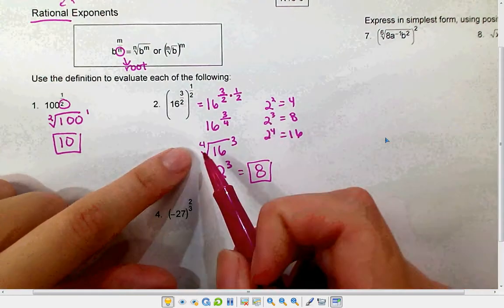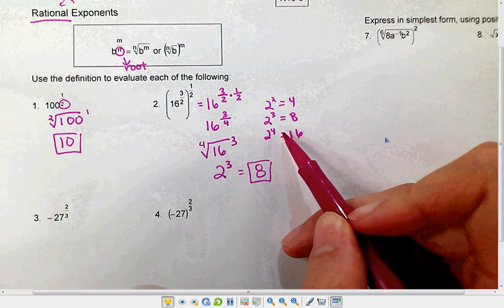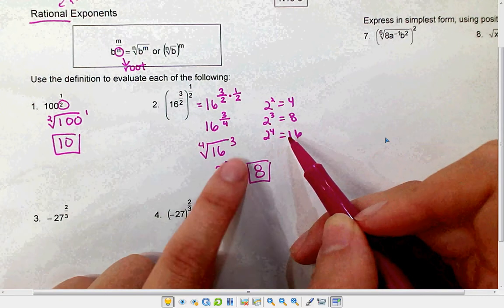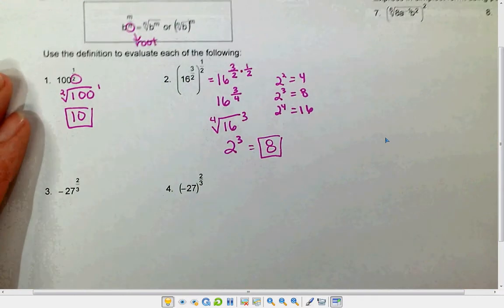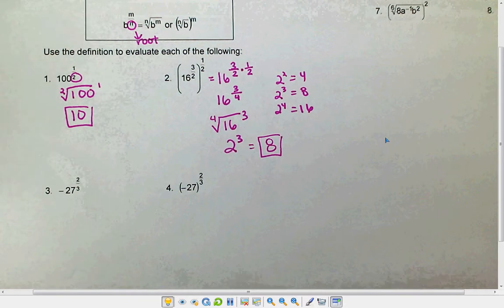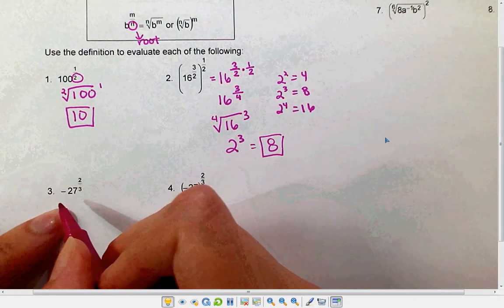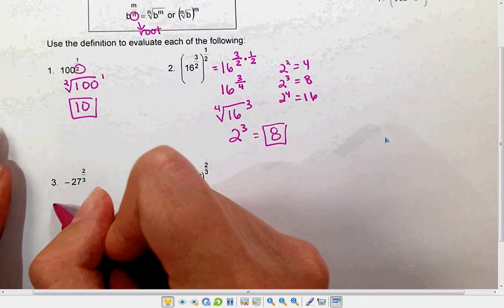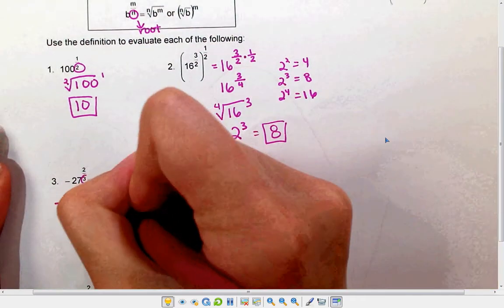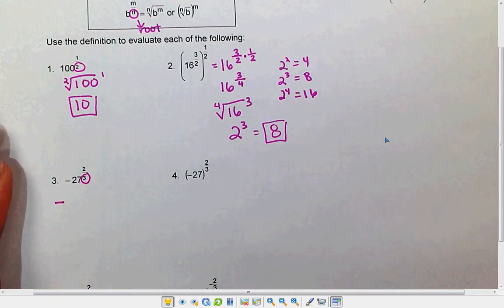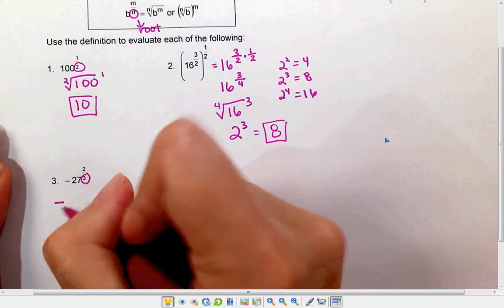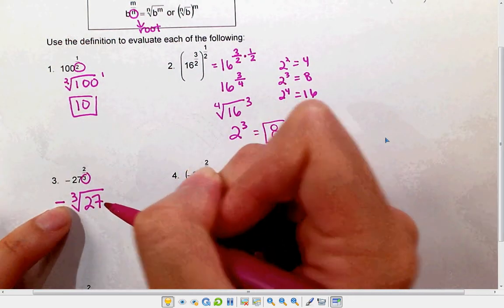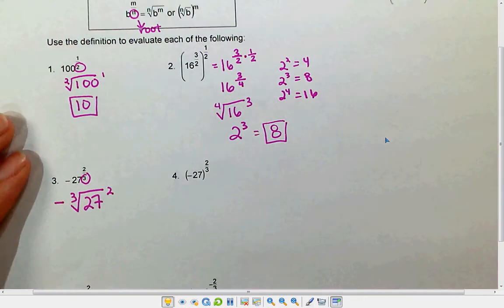So whenever we're doing roots, we're just looking for what to the whatever root power equals the number that's inside the root. So for example, let's look at number 3 now. For number 3, remember that this negative is outside of the number, so it's going to stay outside until the very end. This 3 is the denominator of our fraction, so this is going to be our root. This is the cube root of 27, and then our 2 is still the power of 2.